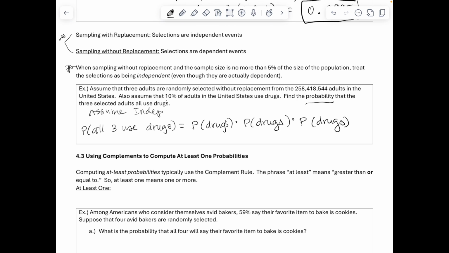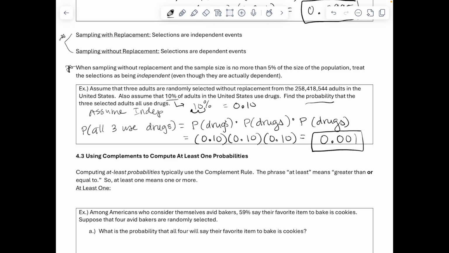We know that 10% of adults use drugs. Again, we change our percent to a decimal by moving the decimal point twice to the left, and we get 0.10. So the probability that the first person uses drugs is 0.10, the probability the second person uses drugs is 0.10, and the probability the third person uses drugs is 0.10. Multiplying this all out on our calculator, we get 0.001.